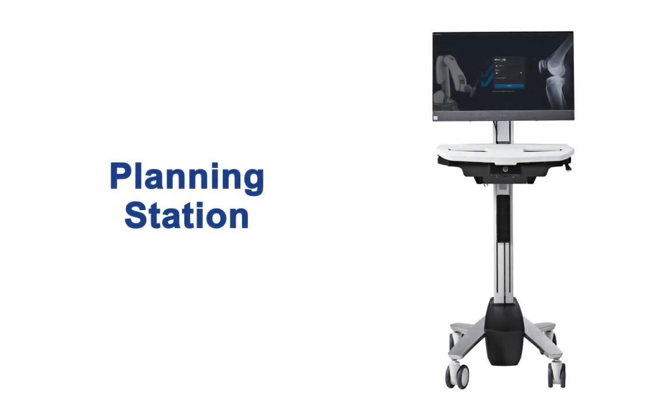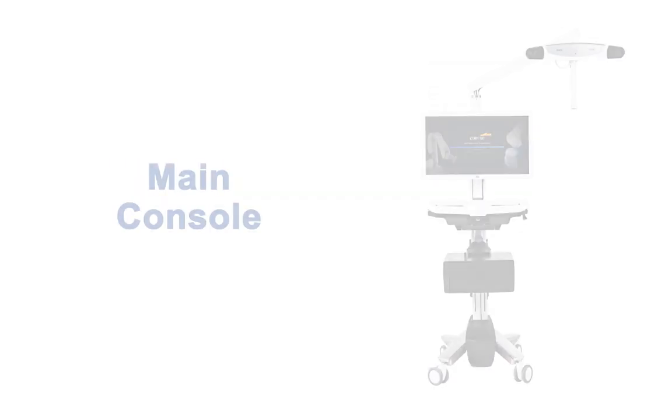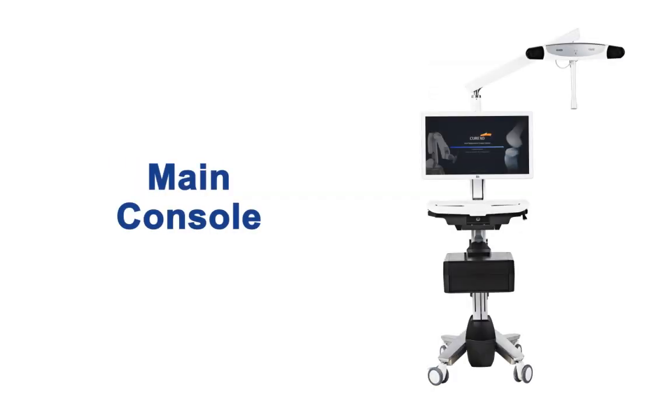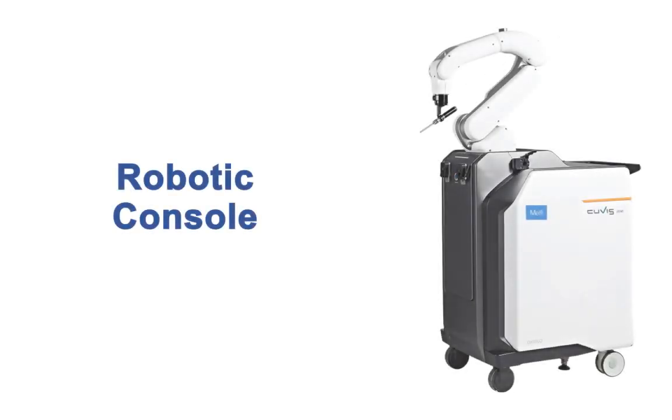Today I am going to take you through the most advanced active knee replacement robotic system. The system is brought to you by Merrill and Curexo. This is an image based system and has three components. One is the planning station, the second one is a main console, and the third one is the robotic console.